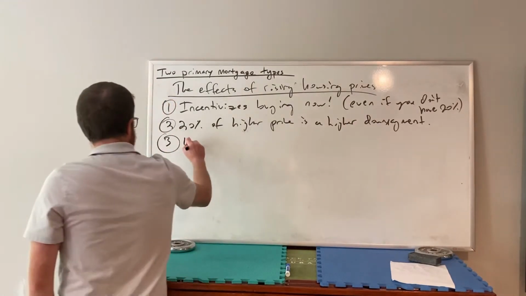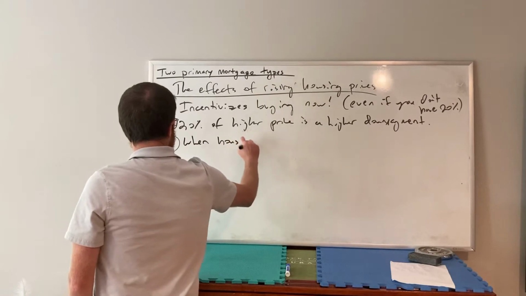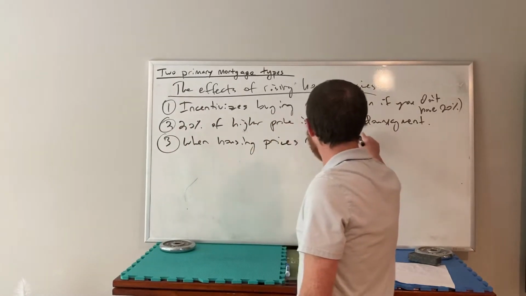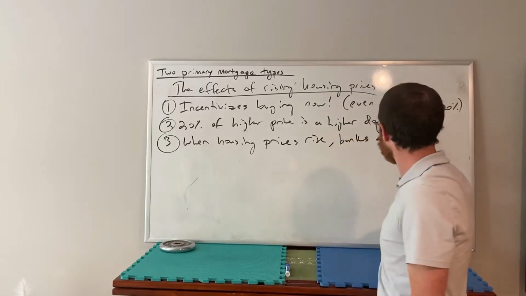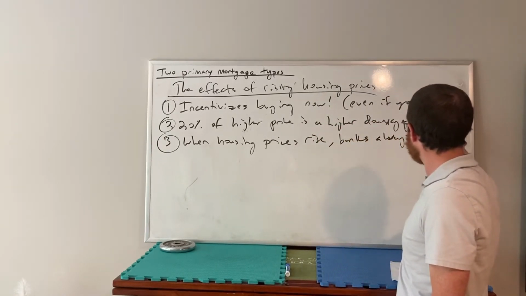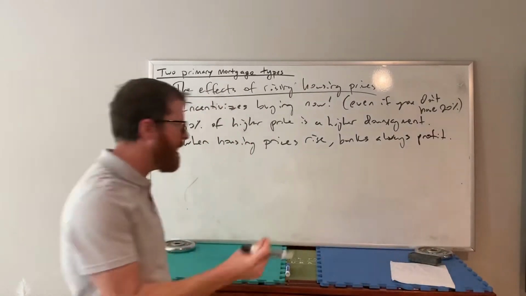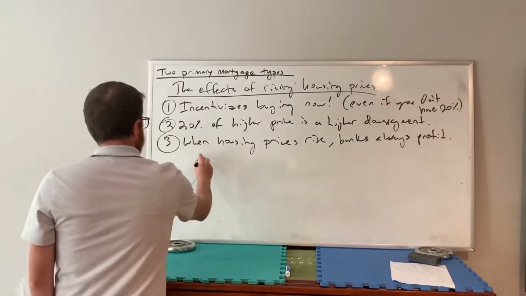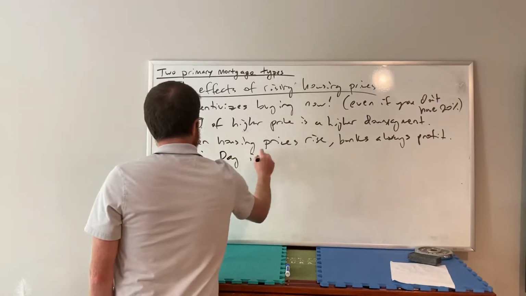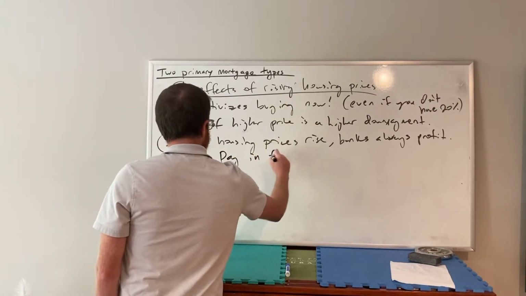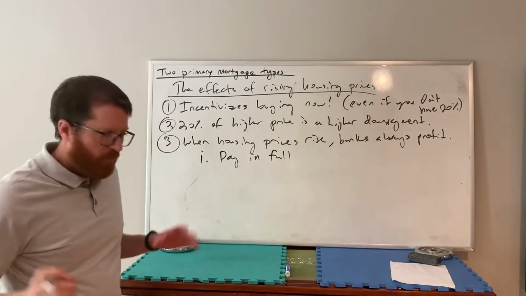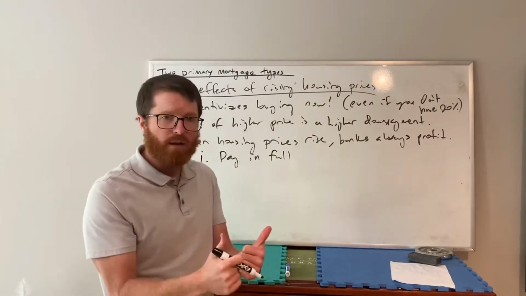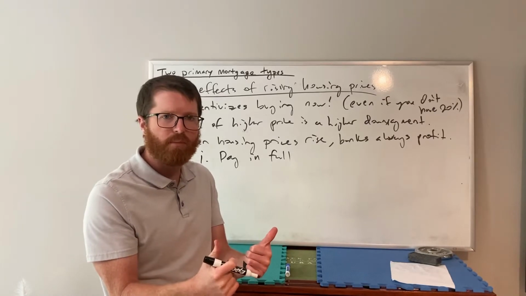Third, when housing prices rise, banks always profit. We made note of this in the last video, but I want to make sure we understand why. There are two results of a mortgage. One, if you're a bank, you could receive your pay in full. So you loan money to somebody, they pay you all the way back. Great. You made a profit because you were charging them interest.